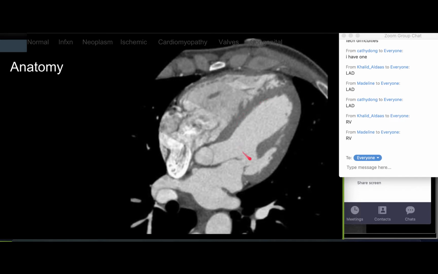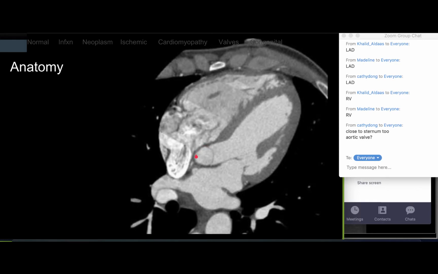Yeah, right. The left is the pump, so the wall is thicker. Also the location. It's close to the sternum. Yes, that's exactly right. So what is this? What structure is this here? That is the ascending aorta. So this is, yeah, aortic valve. This is the left ventricular outflow tract, and it's right next to the mitral valve.